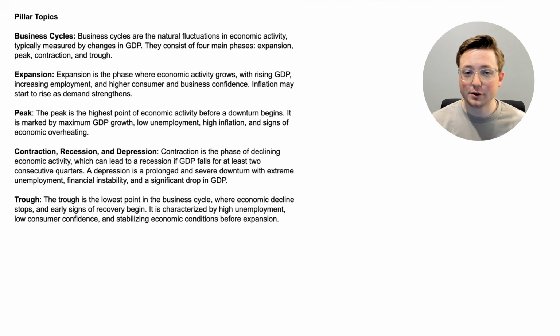Okay, here we are at the pillar topics. Let's just go ahead and dive in. First off, let's talk about business cycles in general. Business cycles are the natural fluctuations in economic activity, typically measured by changes in GDP. They consist of 4 main phases: expansion, peak, contraction, and trough.